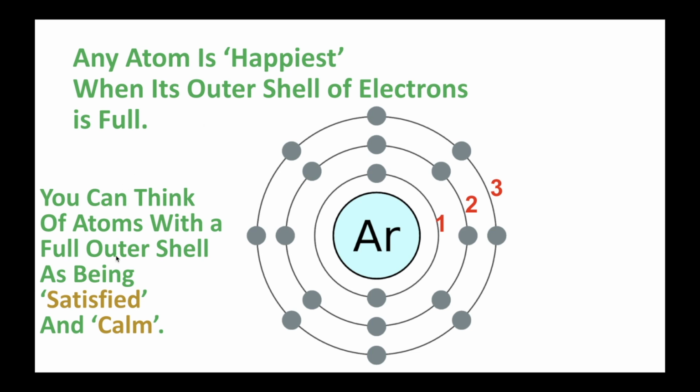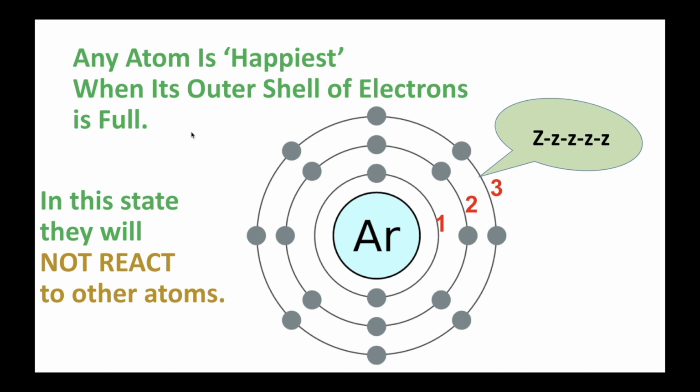So you can think of atoms with a full outer shell as being satisfied and calm. They're just having a little nap. They're not outside running around. See, this argon is having a nice little nap. So comfortable. So in this state, if the outer shell is full, it will not react with other atoms. So if you mix argon with a bunch of something else like chlorine or potassium or something, it's not going to mix with it because argon is happy the way it is. It doesn't want to go strike up a friendship with another atom. It's just happy to be by itself.